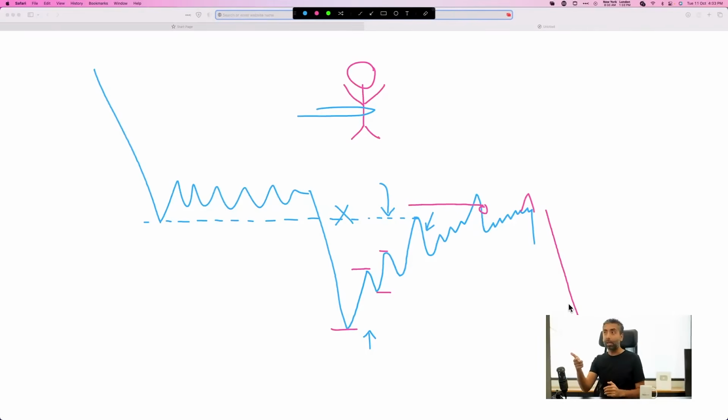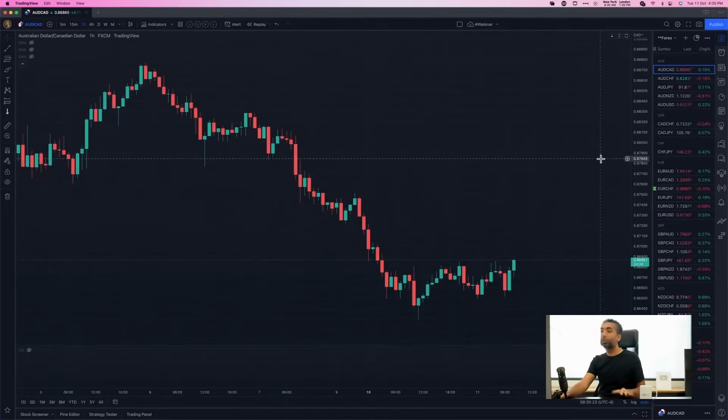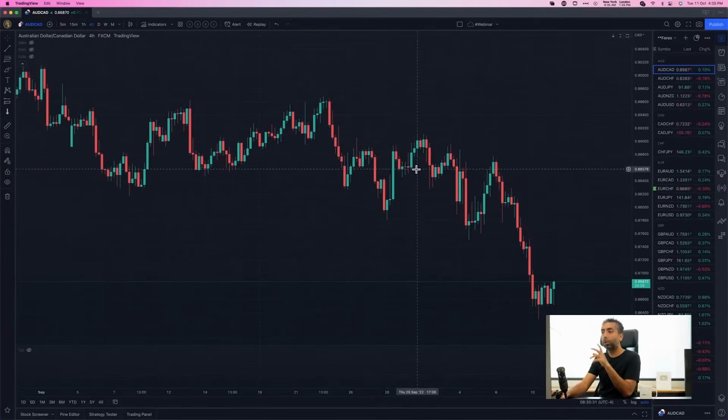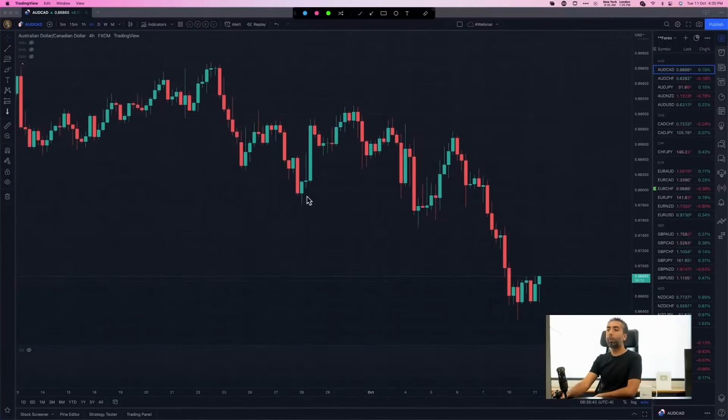So let's go deeper now. Let's take a look at this on Aussie CAD. And here we are on the 4 hours. I want you to look at the flow of this. Where would you draw support on this? The top is like that. Seems easy. My OCD is happy.